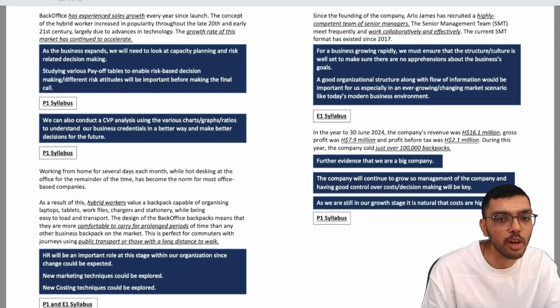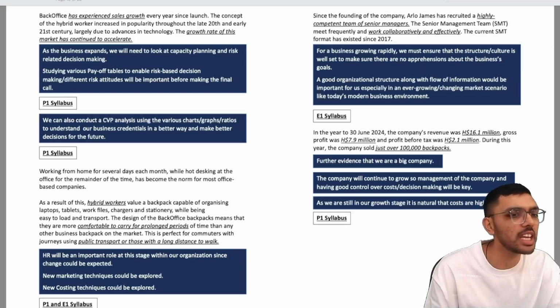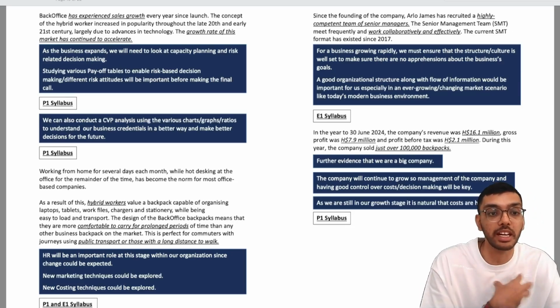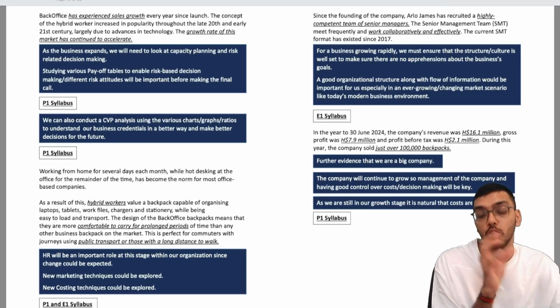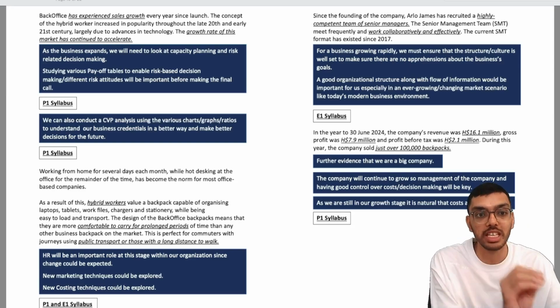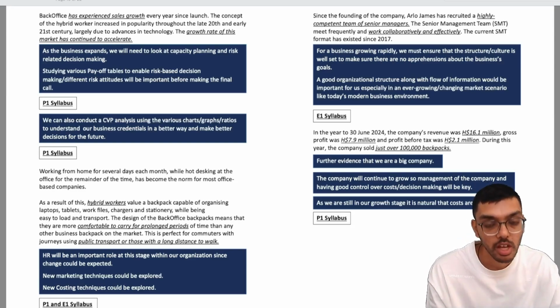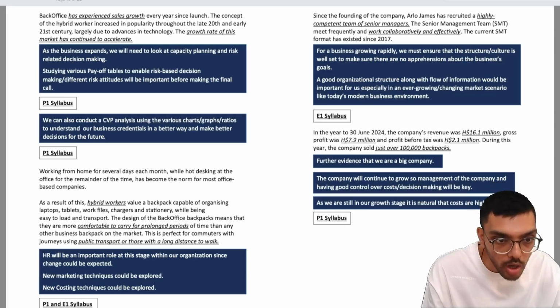The design of the back office backpack means that they are more comfortable to carry for prolonged periods of time than any other backpack. So that is my competitive advantage. I am the company who is offering the most easy to carry backpacks. This is perfect for commuters with journeys using public transport or those with a long distance to walk.